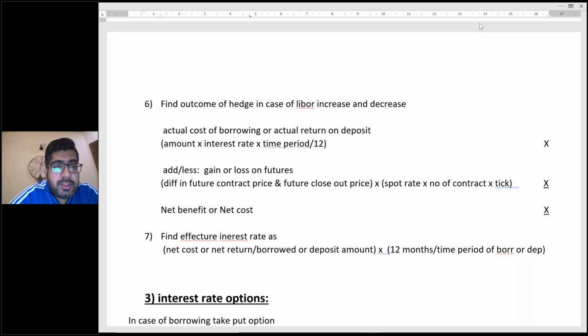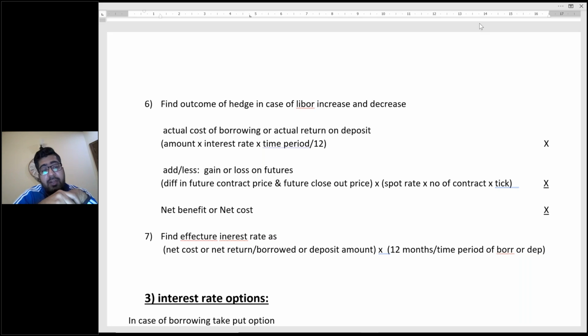Then in step 6, you need to find the outcome of hedge in case of LIBOR increase and decrease. You are likely to get two cases, one of increased interest rates, one of decreased interest rates. So you need to find the outcome of hedge in both cases. It's again actual cost of borrowing or actual return on deposit, like the same you did in FRA. Amount into interest rate into time period over 12. It's exactly the same as FRA. Actual cost of borrowing if it's a borrowing case, or actual return on deposit if it's a deposit case.